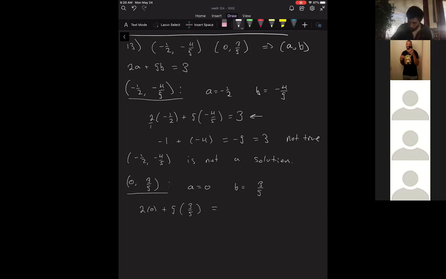So 2 times 0, that's just going to be 0. Notice how the 5s cancel. So it's just going to be 3. And we want this to equal 3. But notice we actually do get that. So this tells us that 3 is equal to 3. So that's good. So this tells us that 0, 3/5 is a solution. Let's put this in a box.